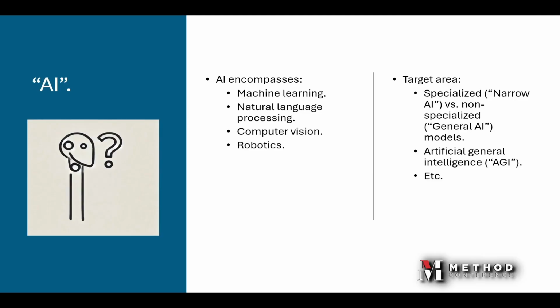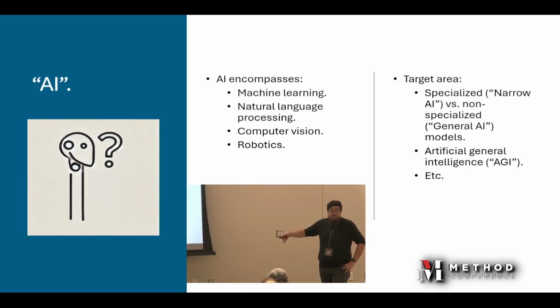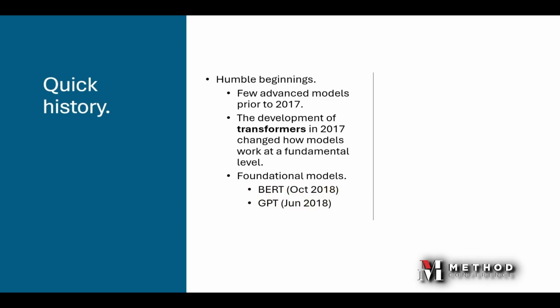There are also different target areas. There's specialized AI, there's non-specialized. We keep throwing around the terms AGI and LLMs, but those are all distinct terms. And it's really important that when we're talking about this technology, we specify exactly what we mean. Like I said, we're going to talk about LLMs, which fall under natural language processing. That would be the terminology I would invite you all to use when discussing how to integrate this with your applications.